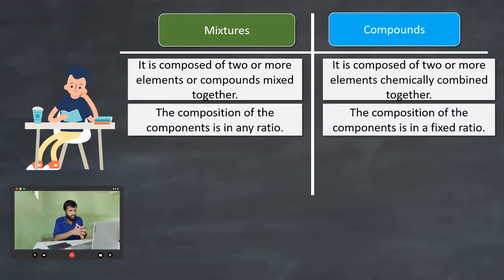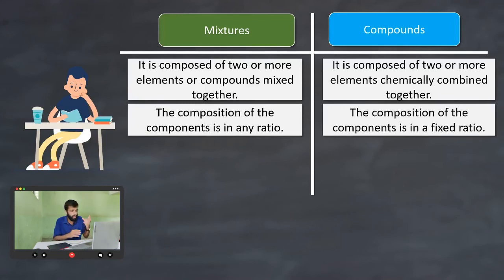Next, the composition of the components. In a mixture, I can have any ratio to make that mixture. In a compound, the composition of the components is in a fixed ratio. When we are talking about a mixture, I gave you the example of chuda in the previous video. Even if I put a few cashew nuts extra, will that mixture be something else? No. When we are talking about a compound, they are in a fixed ratio. The recipe has to be followed, right? If it is not, then it becomes a different compound.